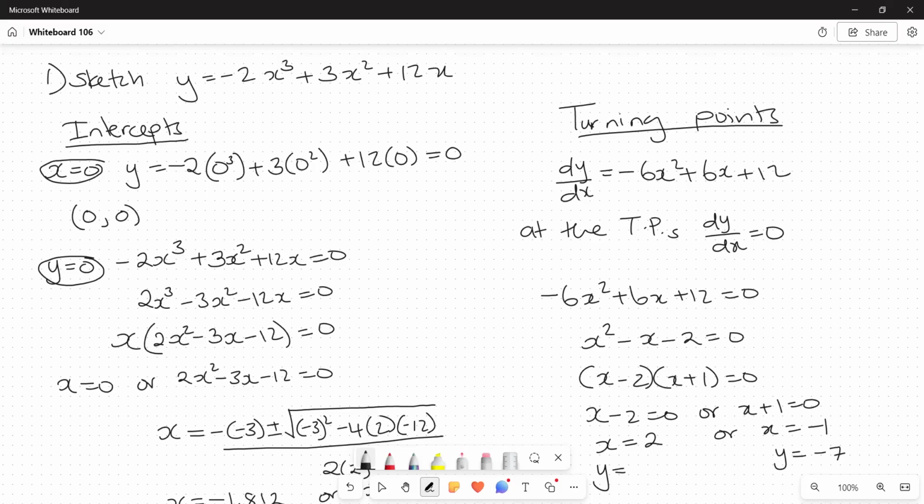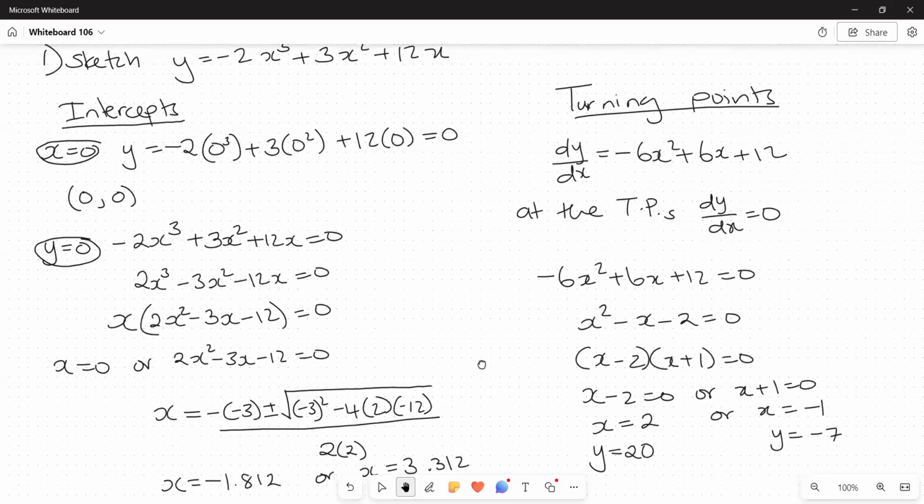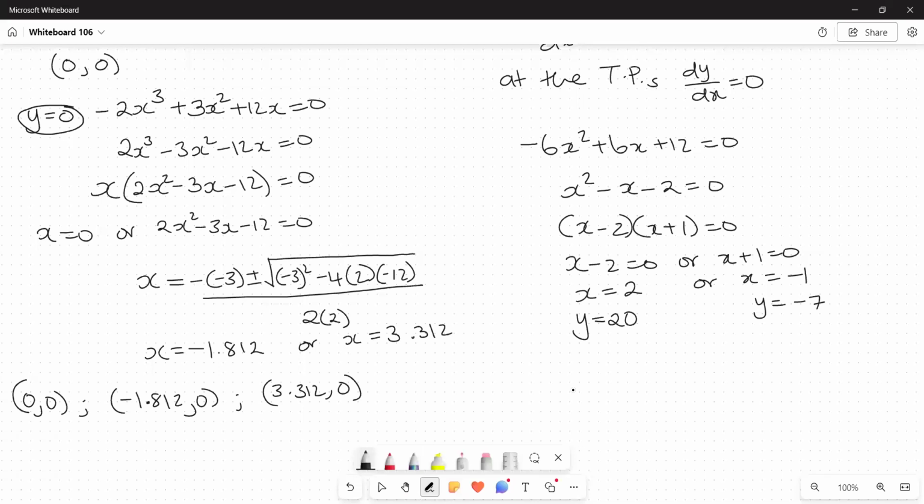And if x is 2, then y is 20. So our turning points are (2, 20) and (-1, -7). Okay, so that is step number 2, my turning points.